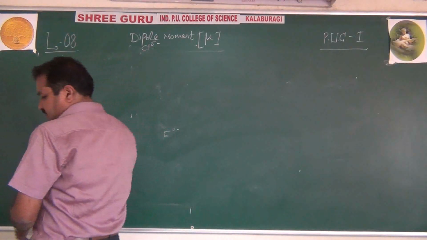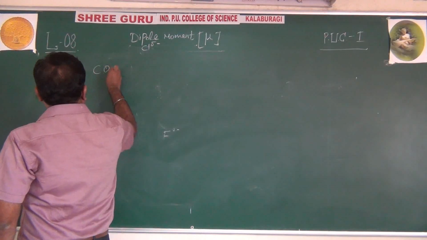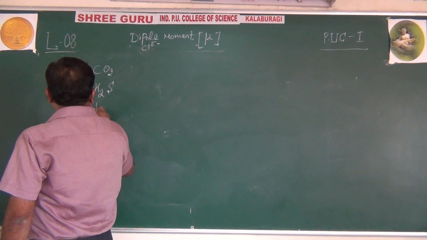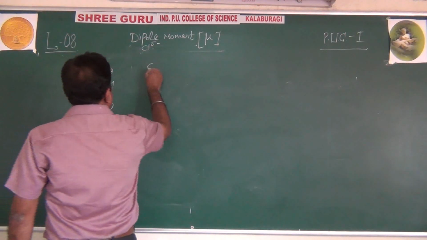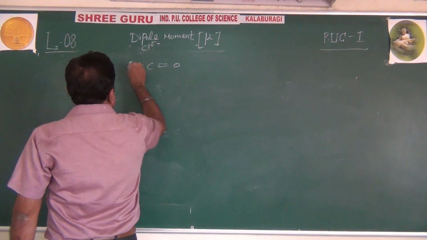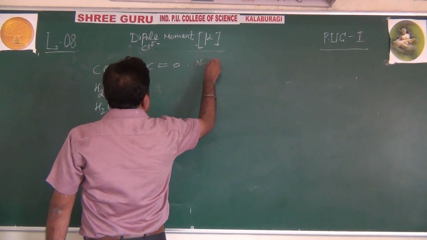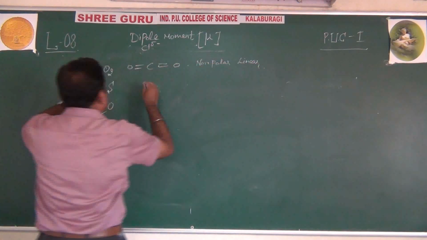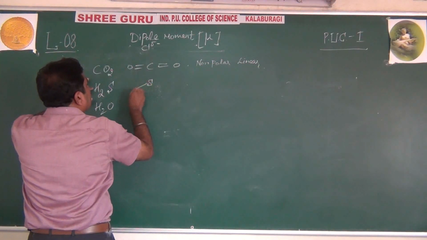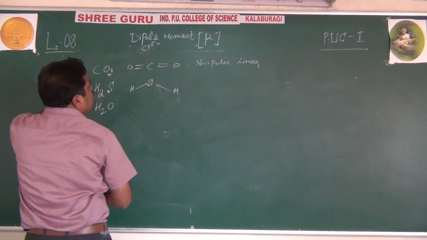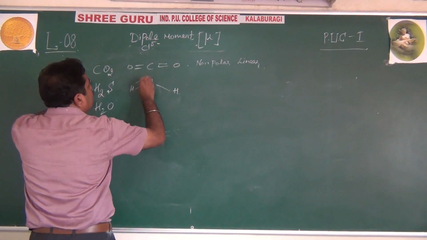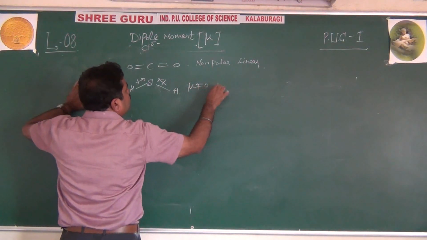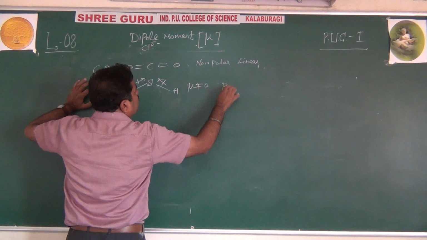Just I give you some examples now: CO2, H2S, which you know, and H2O, which you also know. CO2 is C double bond O, linear, non-polar. Now for H2S, hydrogen is less electronegative, therefore the mu value is not equal to 0. So this is polar.